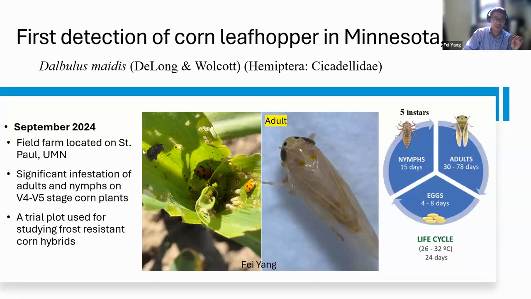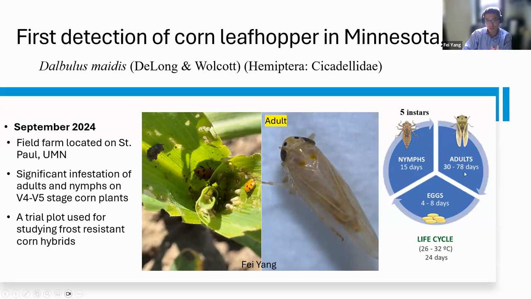Hemiptera. This was discovered in September 2024 in a field farm at the St. Paul campus of the University of Minnesota, and we found significant infestation and damage at V4, V5 stage corn. Actually, this was random. It was a trial plot not for insect pest management, but for studying frost-resistant corn hybrids. We traveled over there and found a lot of plants damaged by this species, and we brought these insects back and checked, and found it's a new species here. This is the adult corn leafhopper.